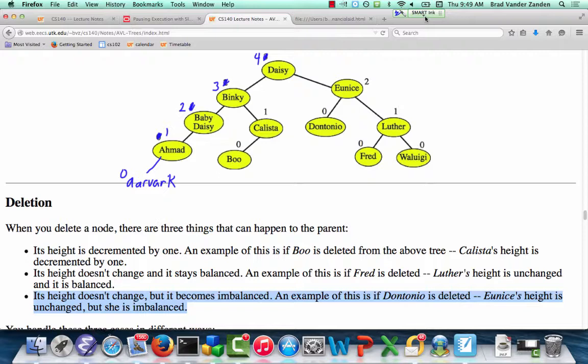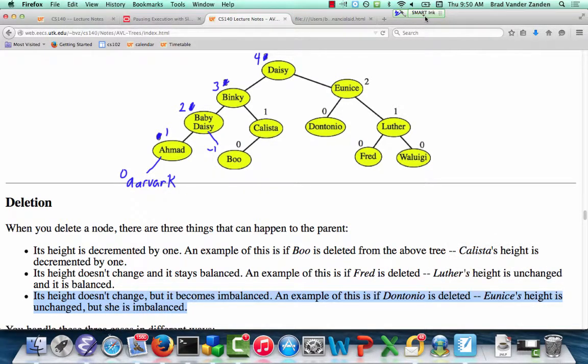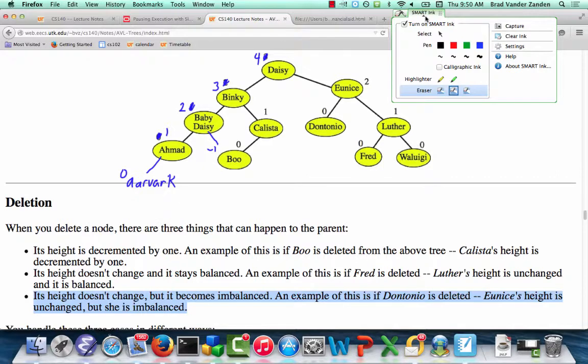It is. Yes, because if you look at any pair of children, you'll notice that there's still, at most, a difference of, actually it's not, right here. So, in fact, baby Daisy is unbalanced. So, I have to fix that. I was kind of hoping that was going to imbalance it, so I'm going to have to find a different example.